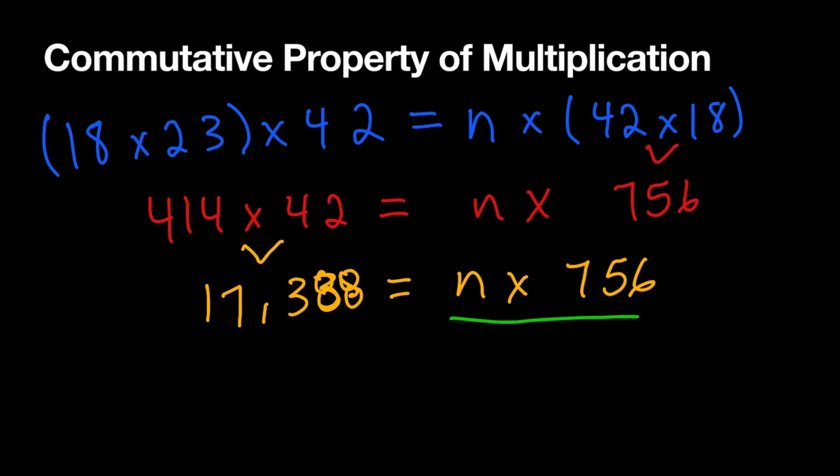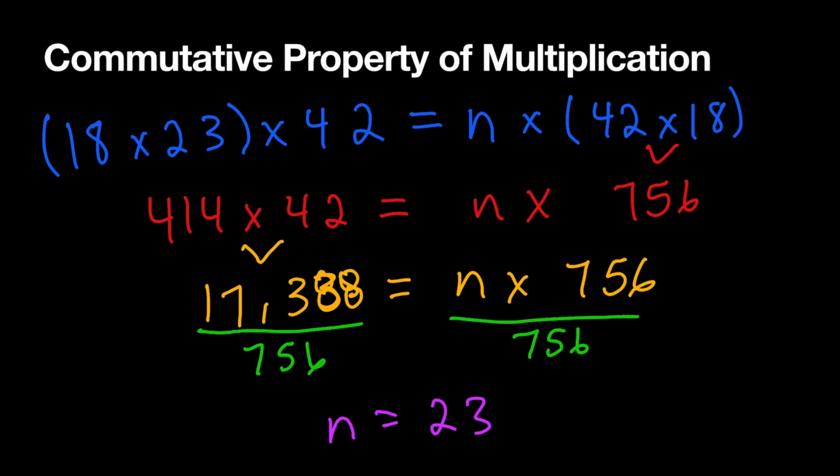But you would want to divide both sides by 756. And basically, n would end up being, I believe, 23. So you would have to say n is equal to 23 because 17,388 divided by 756 is 23. Cancel that out, leaves the n, leaves this answer right there. And well, yes, that works.